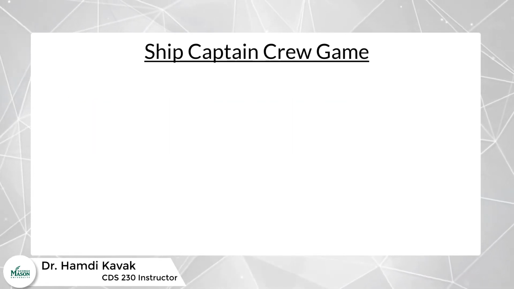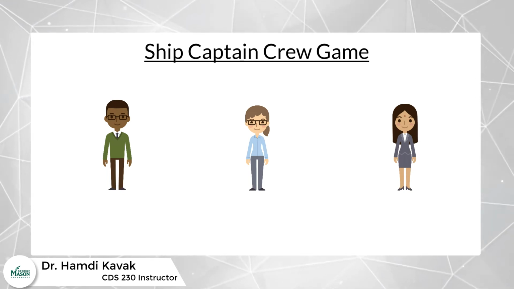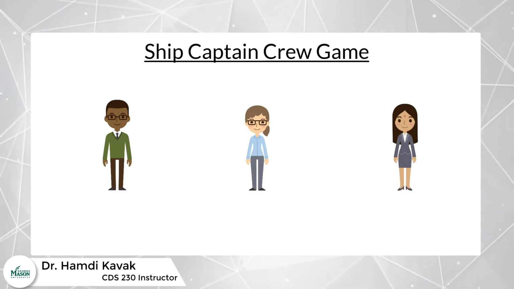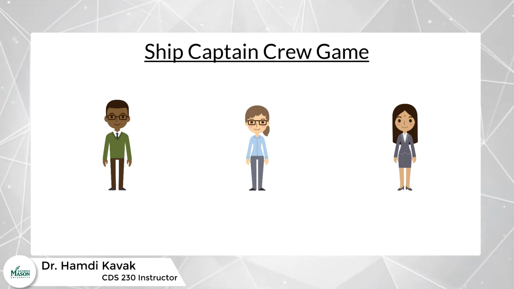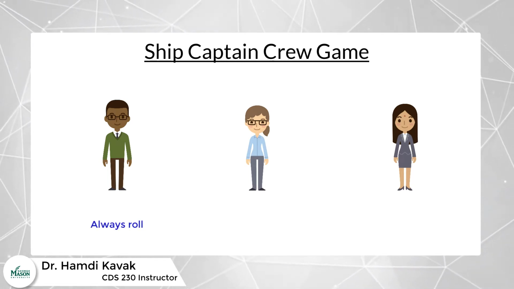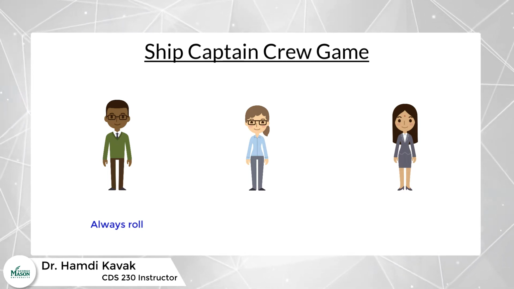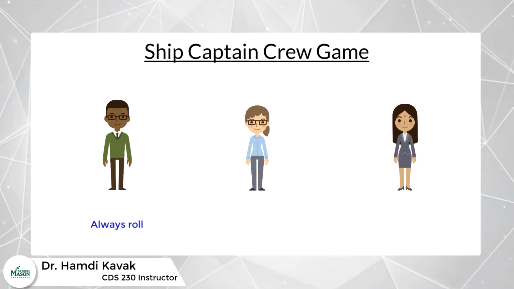So, assume that we have 3 people, each playing the game with different strategies. The first person follows the strategy that we implemented in the first video. Let's call this strategy always roll, meaning no matter what combinations we got in the first 2 rolls, it will always go with the third roll.